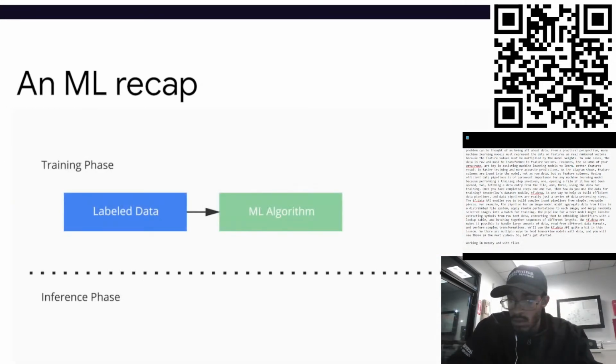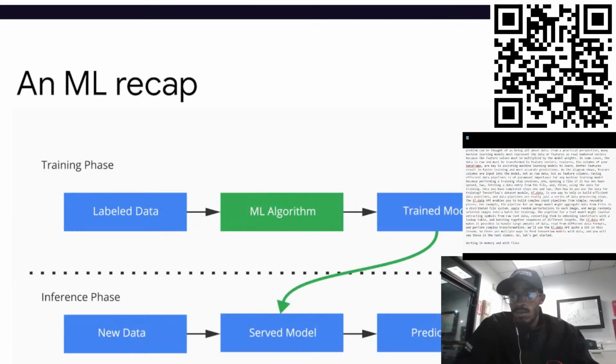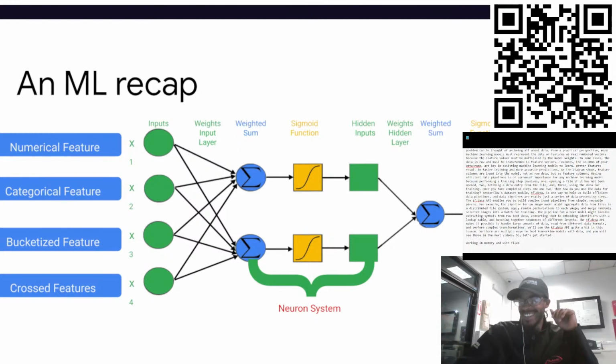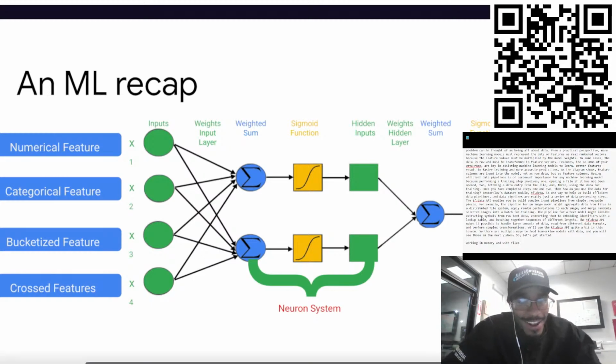We saw that there are two phases in machine learning, a training phase and an inference phase. And we learned that an ML problem can be thought of as being all about data. From a practical perspective, many machine learning models must represent the data or features as real numbered vectors because the feature values must be multiplied by the model weights. In some cases, the data is raw and must be transformed to feature vectors. Features, the columns of your data frame, are key in assisting machine learning models to learn.